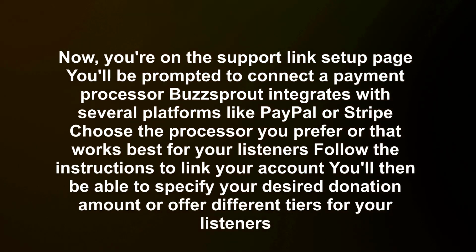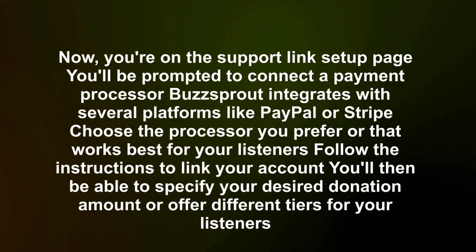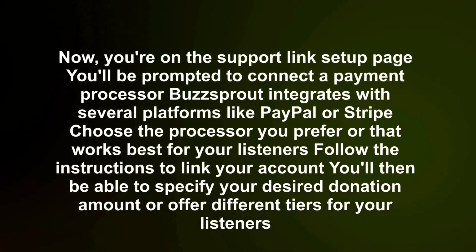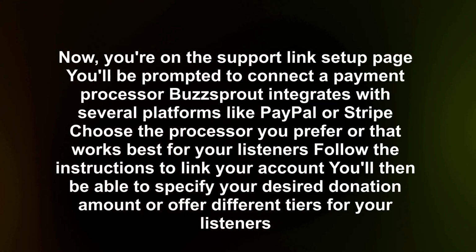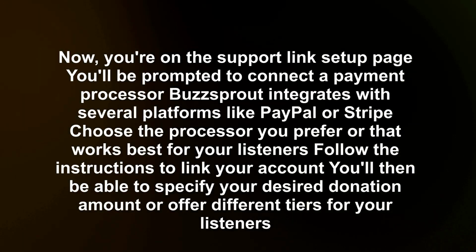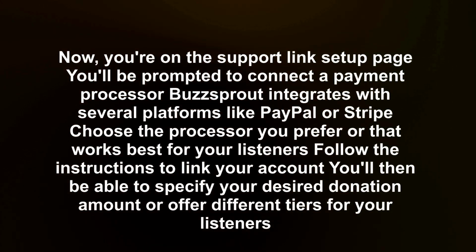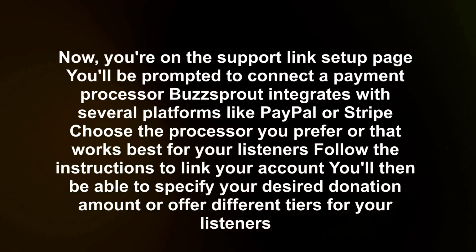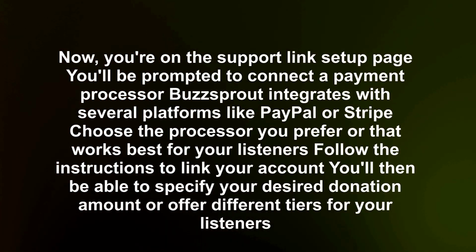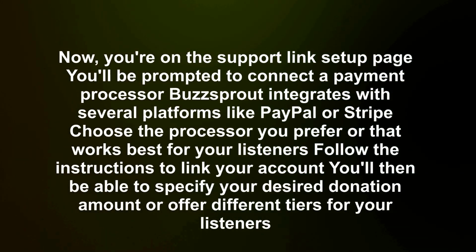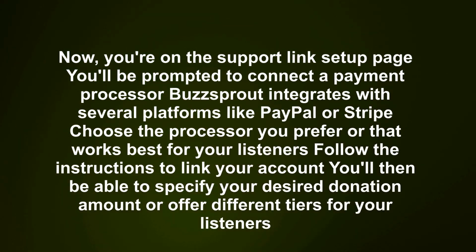Now, you're on the support link setup page. You'll be prompted to connect a payment processor. Buzzsprout integrates with several platforms like PayPal or Stripe. Choose the processor you prefer or that works best for your listeners. Follow the instructions to link your account. You'll then be able to specify your desired donation amount or offer different tiers for your listeners.